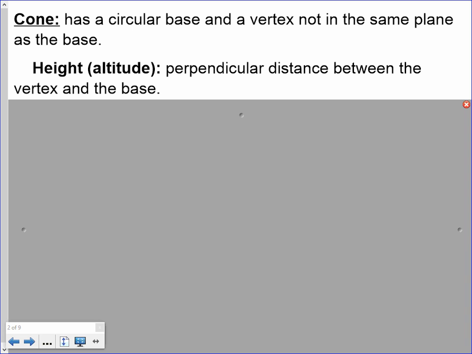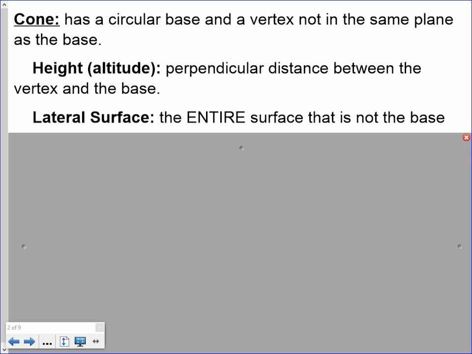Your regular altitude height starts at your vertex and then goes perpendicular down to the base. It'll only go to the center if it's a right cone. If it's an oblique cone, it would not go down to the center. The lateral surface.